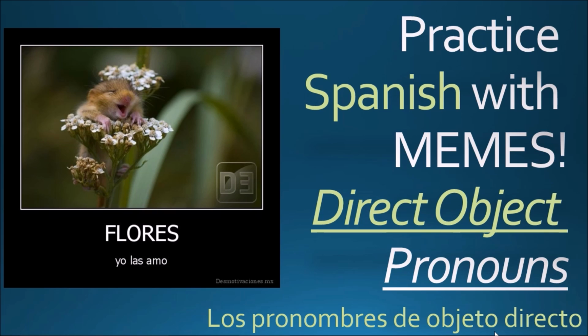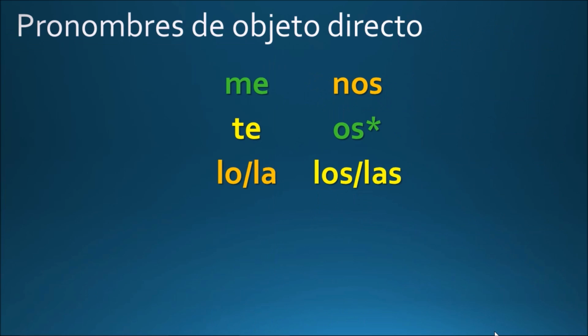Today we're going to be practicing Spanish direct object pronouns with memes. And we're using memes because they provide fun, memorable examples that can really illustrate what you're trying to learn and help you remember. So let's begin with just a quick refresher of direct object pronouns, or los pronombres de objeto directo. So here we have all of the direct object pronouns we have in Spanish: me, te, lo, la, nos, os, which they use in Spain, los, and las.